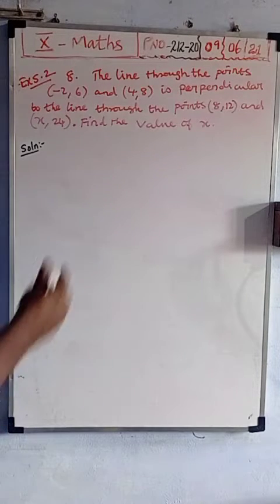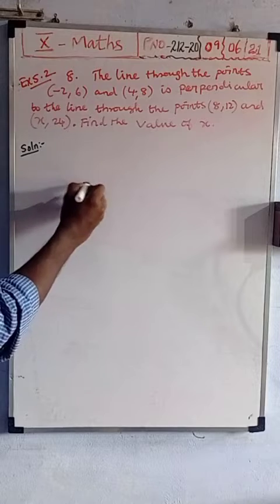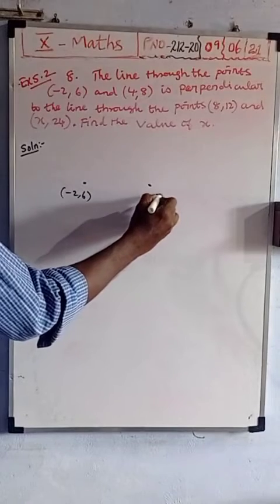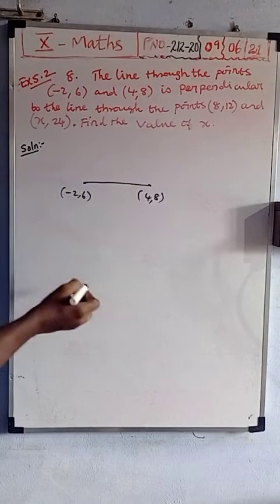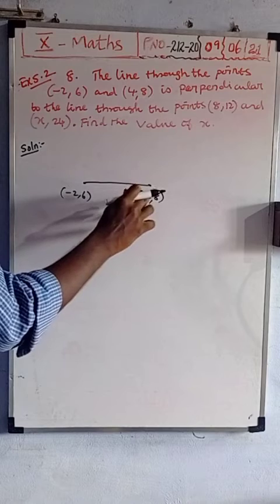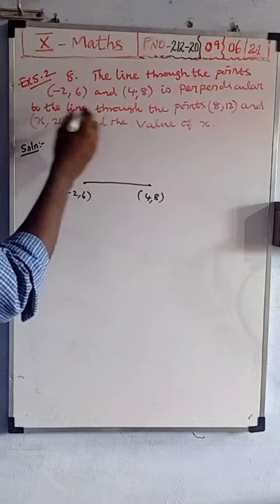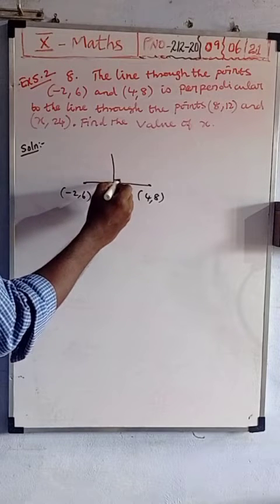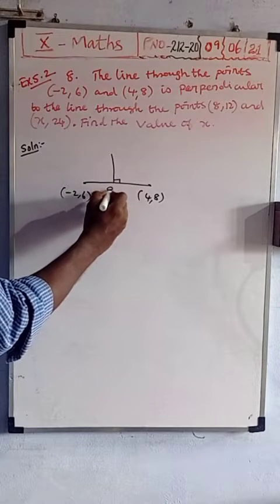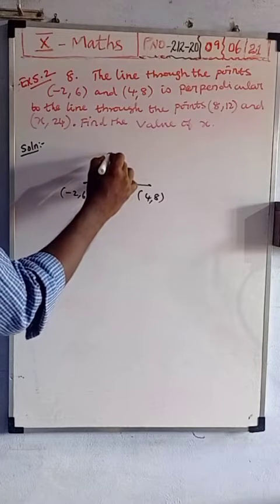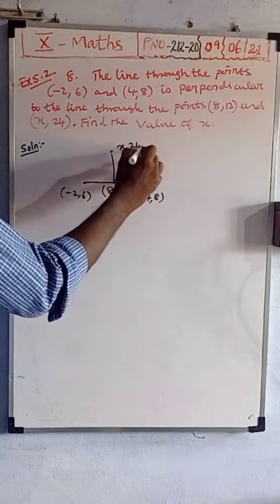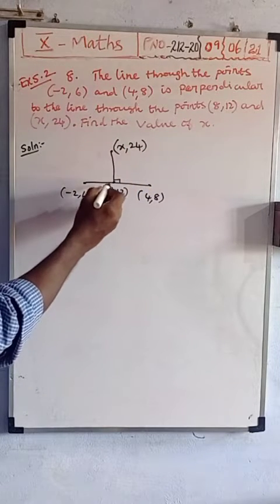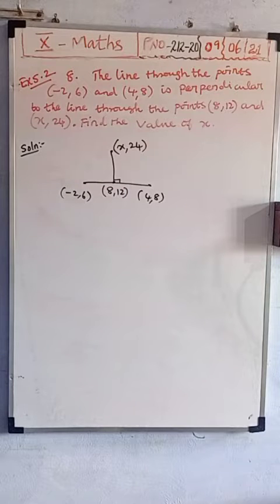First, one line passes through the points (-2, 6) and (4, 8), and another line, perpendicular to this line, passes through the points (8, 12) and (x, 24). Then find the value of x. Now, this slope we call m1, and this slope we call m2.